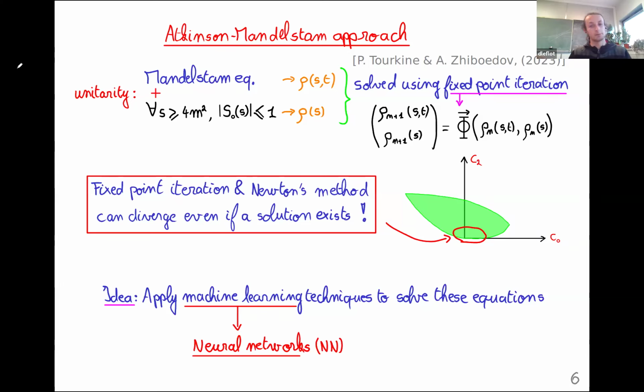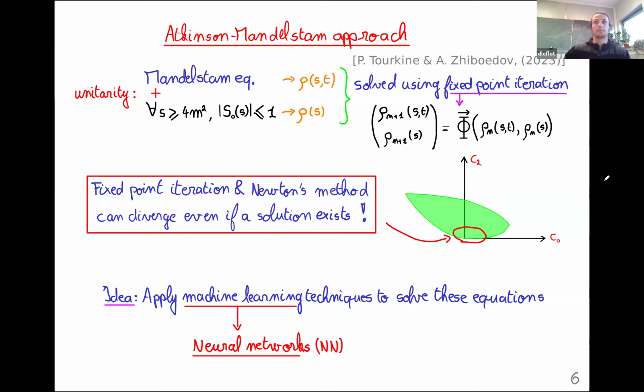And so for some time, the status was as follows. The Atkinson-Mandelstam approach could only be applied in a small region near the origin in this space, and it was the only region where the fixed point iteration method could converge, even though we knew already that there existed a solution somewhere else.